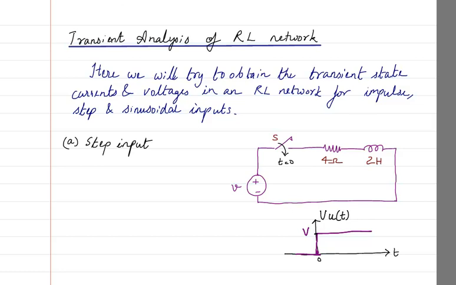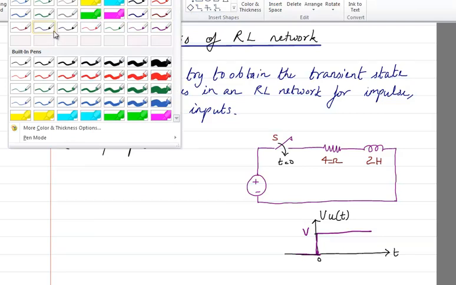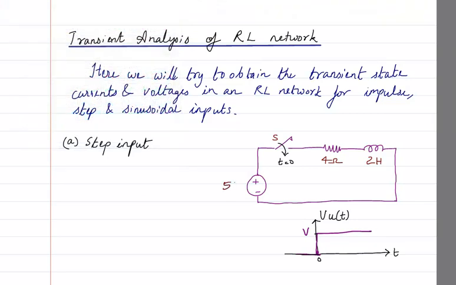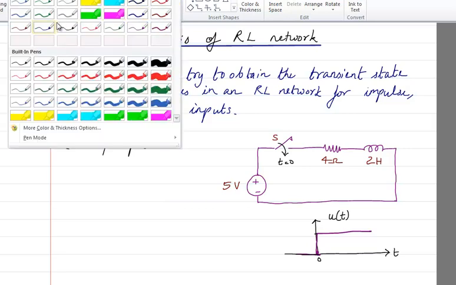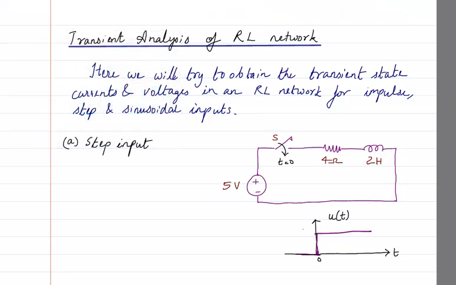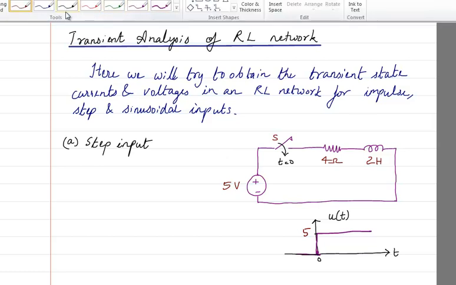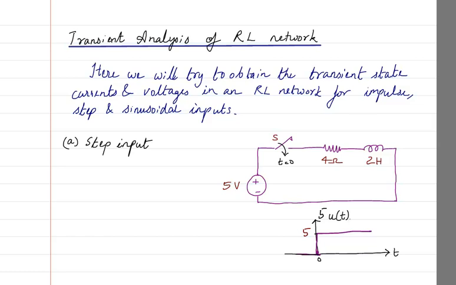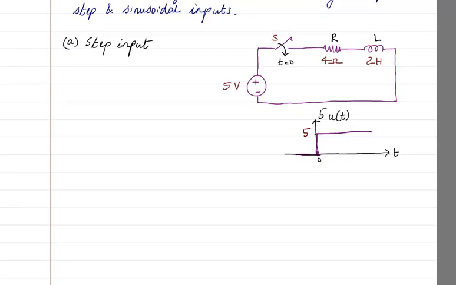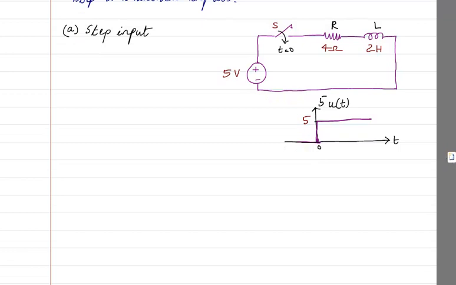Now for our sake, we will take this value of V as, let's say, 5 volts. So here we are going to have 5 volts, and here it is going to be 5 u of t. Again, this is a simple example that I have put. I could have taken this as R, this as L, and this as some voltage V, and done the same equation, but generally a derivation is not asked. It's mostly asked as a numerical problem, so I will also try to solve this as a numerical.